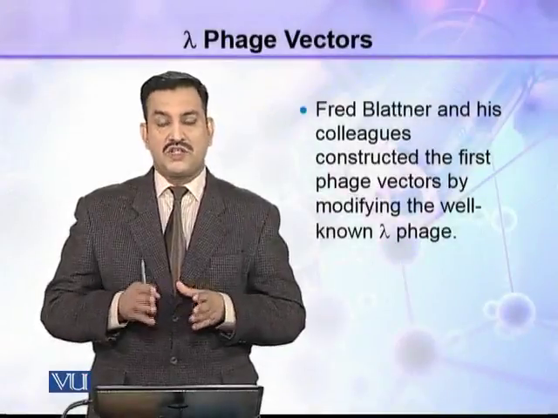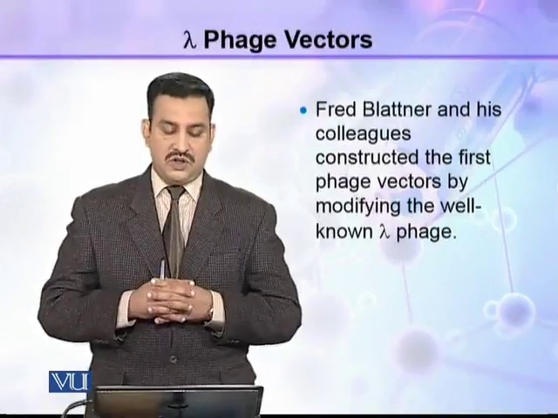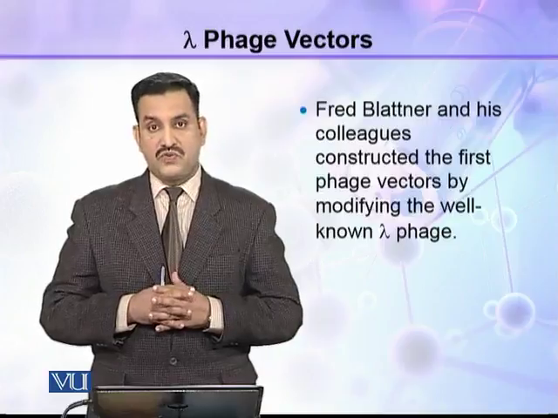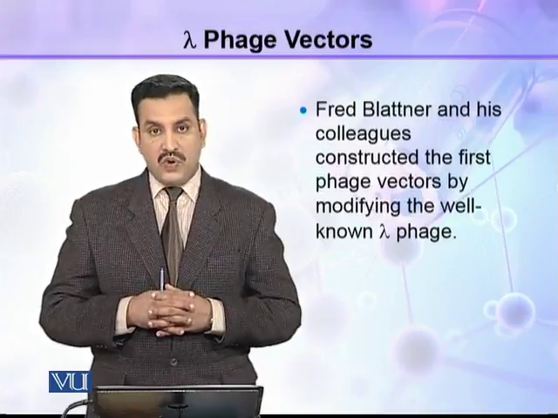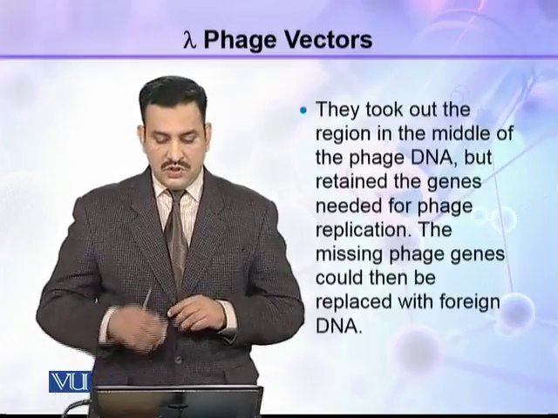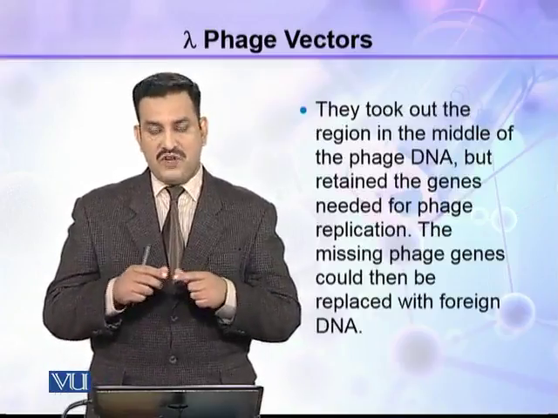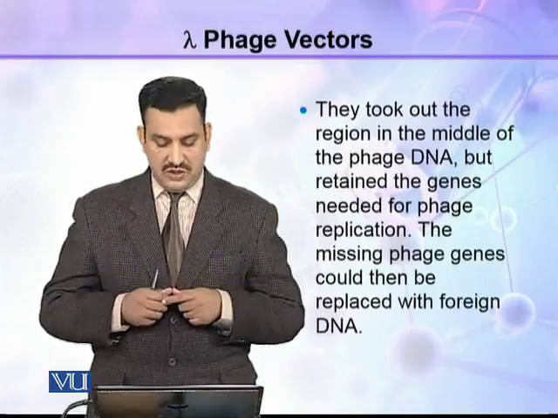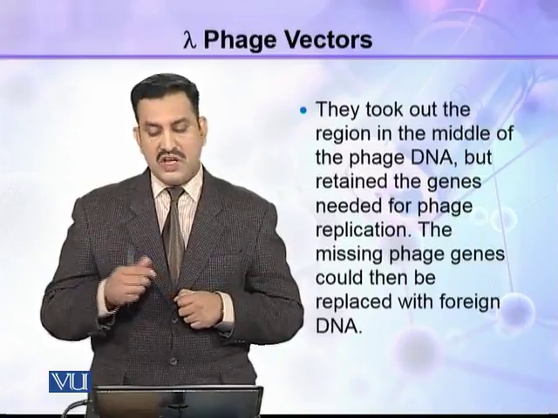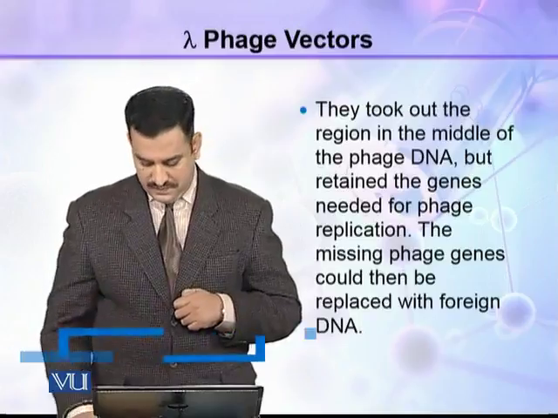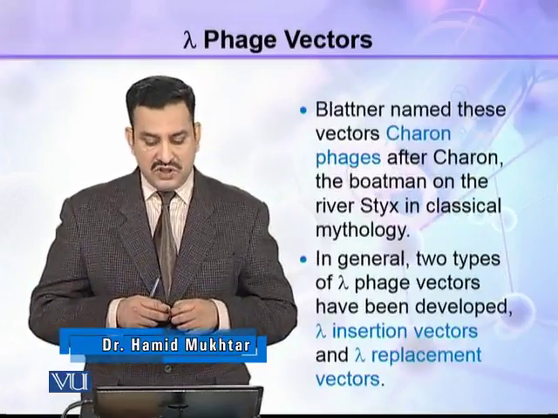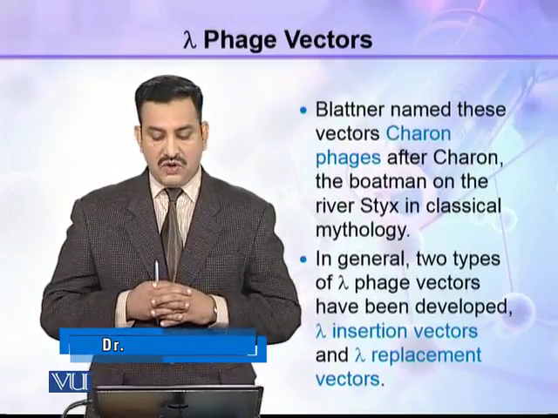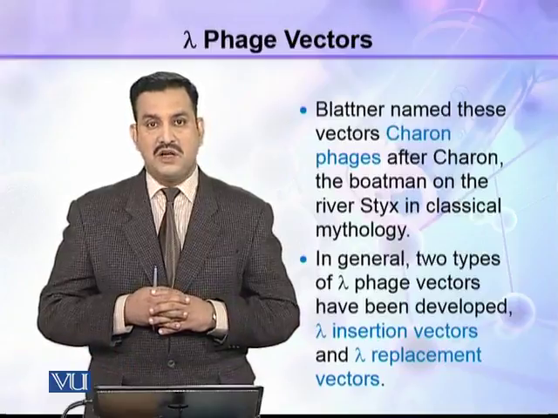An important virus-based vector is phage lambda vectors. Fred Blattner and his colleagues constructed the first phage vectors by modifying the well-known lambda phage. They took out the region in the middle of the phage DNA but retained the genes needed for phage replication. The missing phage genes could then be replaced with foreign DNA. Blattner named these vectors Charon phages, after Charon, the boatman on the river Styx in classical mythology.